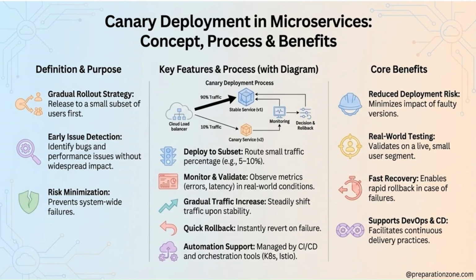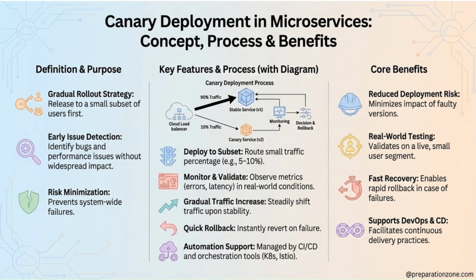How canary deployment works. First, release to a small user segment. We start by routing a small slice of traffic to the new version, usually just a few percent. It's like dipping one foot into the water instead of jumping straight in. Then, monitoring everything closely. As that small traffic flows in, we watch metrics like error rates, latency, and resource usage. This is where we validate whether the new build behaves the way we expected.